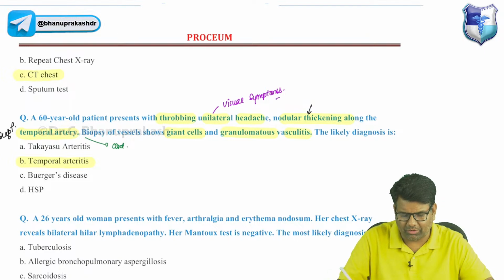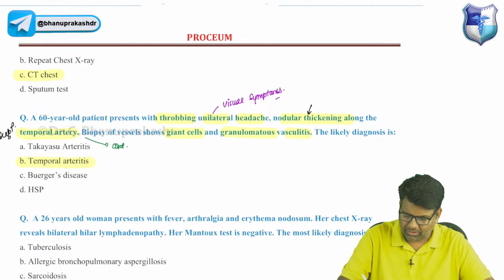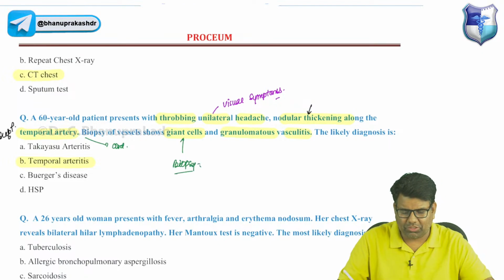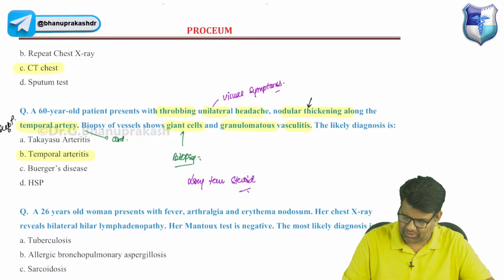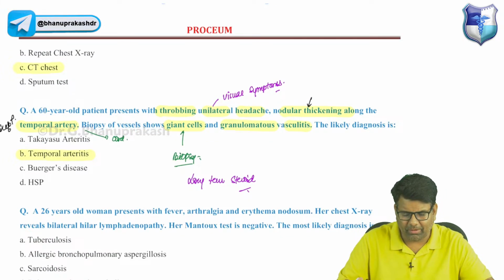symptoms, jaw claudication, and biopsy is a must. Biopsy is a must, because at times we have to start the patient on long-term steroid, need to take the patient on long-term therapy. We have to confirm. This is a typical case of temporal arteritis affecting the superficial temporal artery.